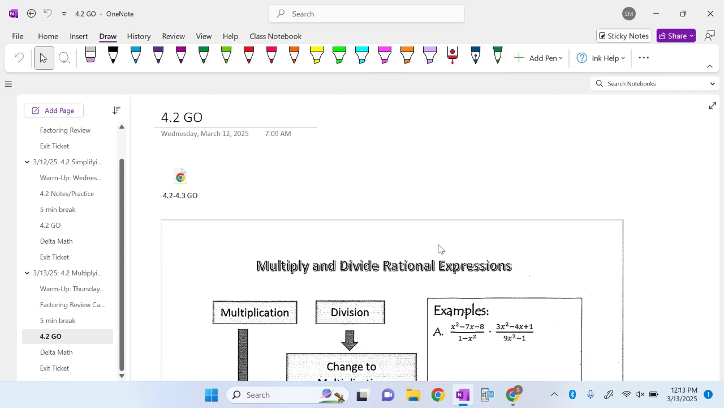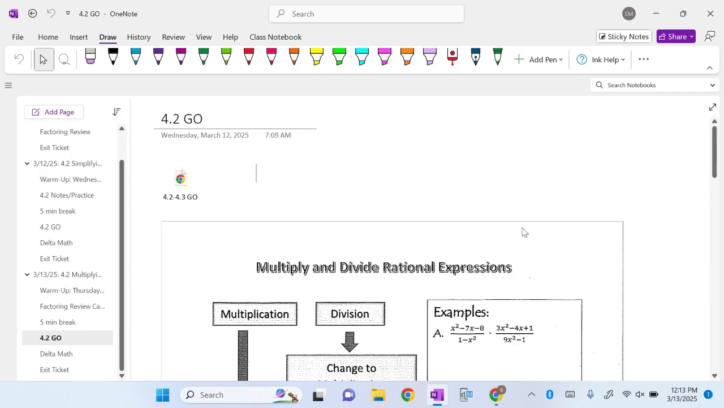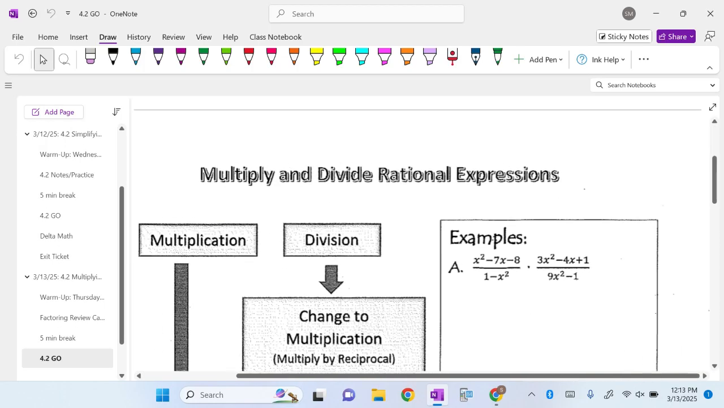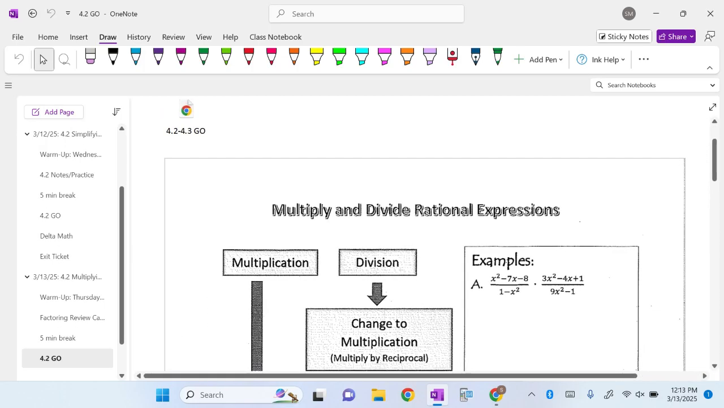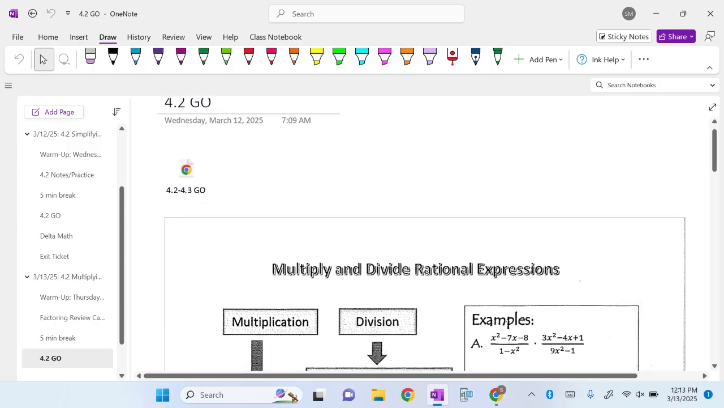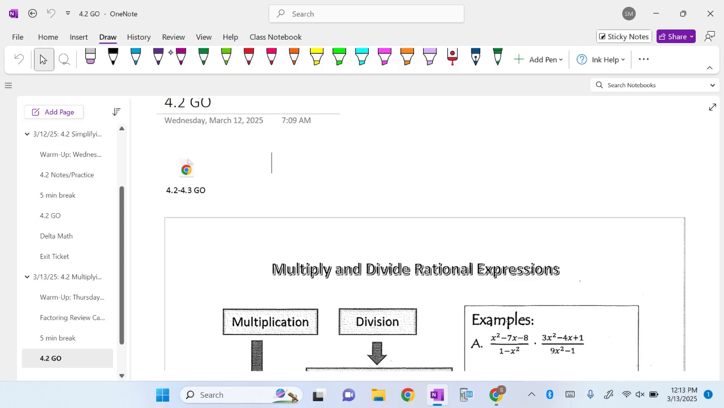Thank you. All right. So today we're going to actually focus on multiplying and dividing rational functions. Now, this is the same concept as multiplying and dividing simple fractions. So let's review this real quick.